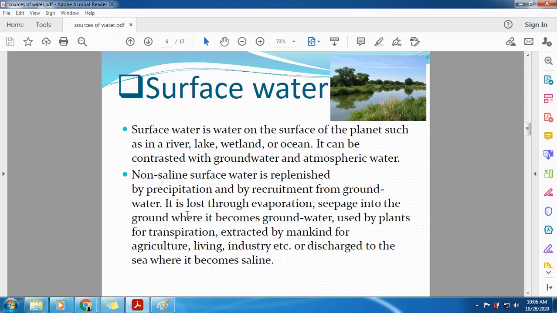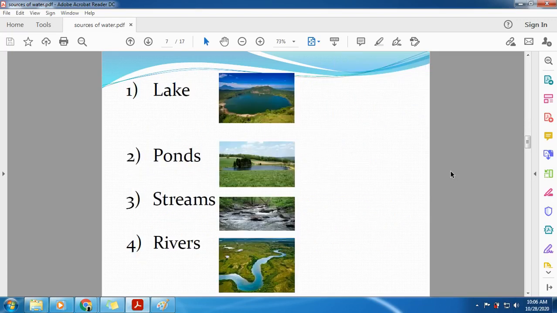So seepage into the ground, where it becomes groundwater, is then used by plants for transpiration, and extracted by mankind for agriculture, industry, and so on. I think you're already familiar with the term transpiration. Normally, it is coupled with evaporation, so that's why it's called evapotranspiration.